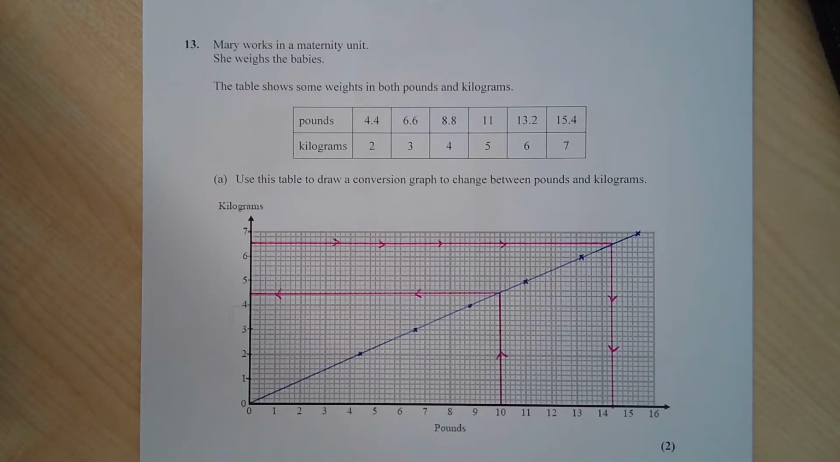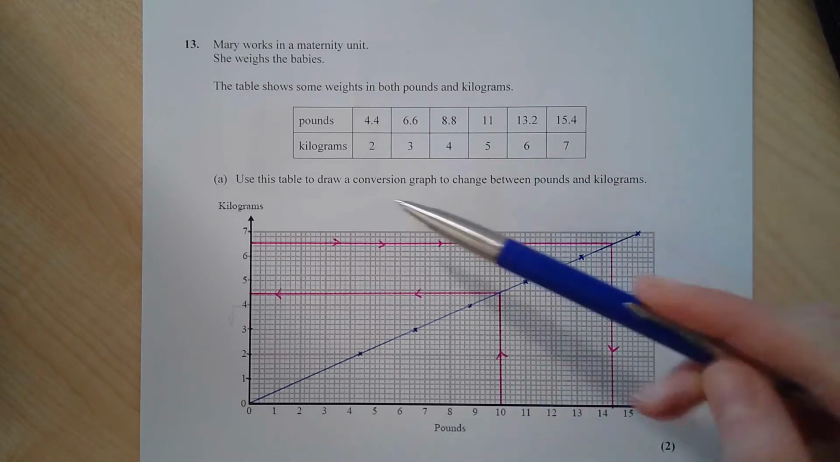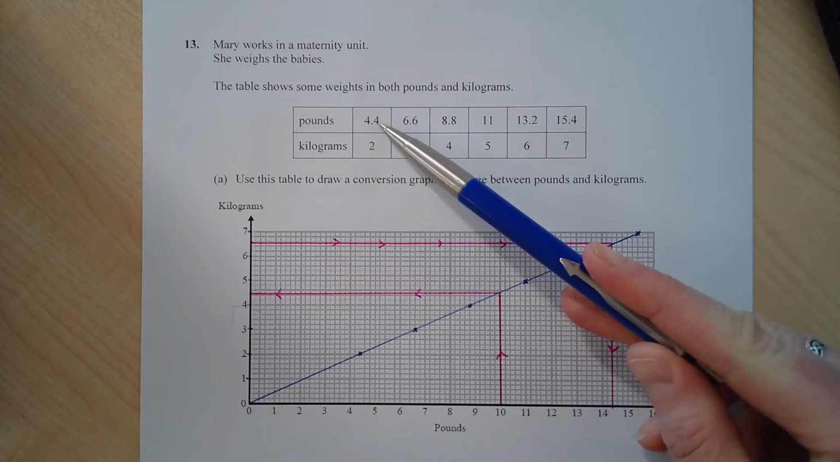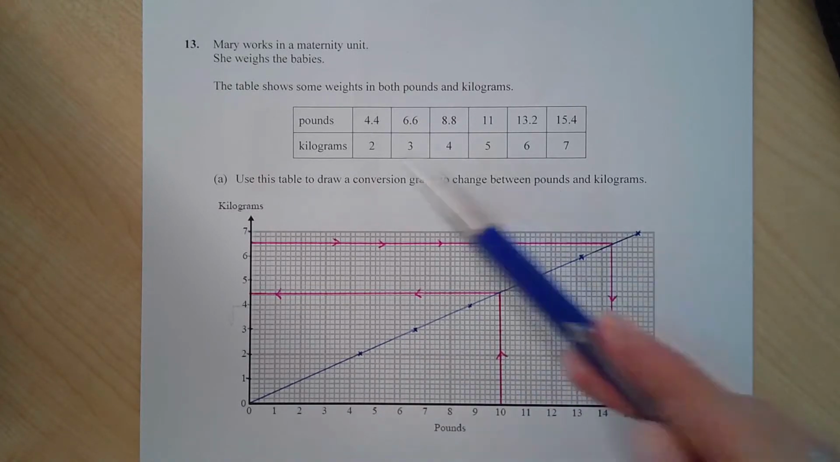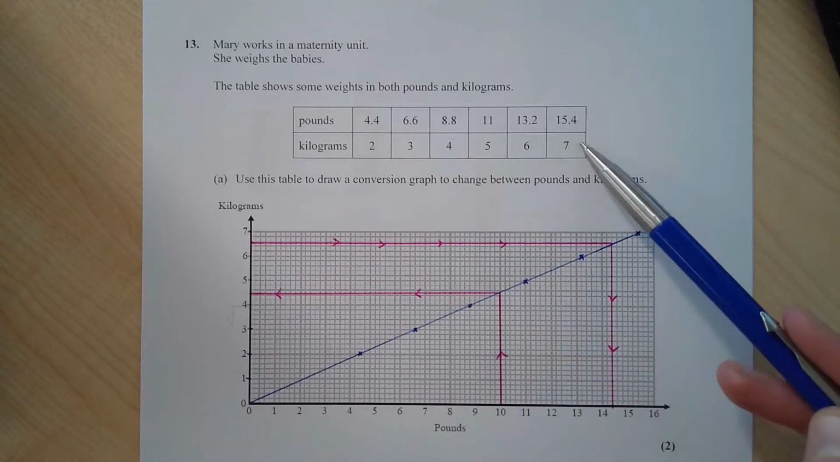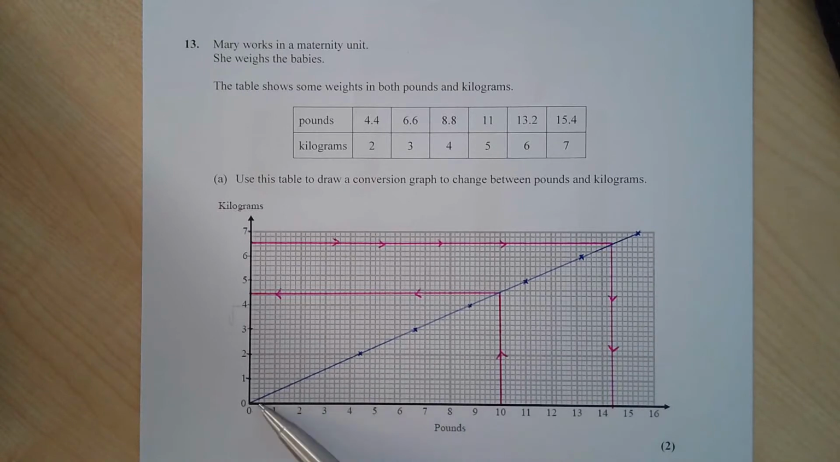So question 13. Use the table to draw a conversion graph. So all I've done is I've plotted these values from the table as coordinates. The first point there is 4.4 pounds and 2 kilograms. So I'm going to cross to 4.4 and up to 2 and put a little cross there. So there's a little point marked on there for each of those pairs of values in the table, and then I've used a ruler to draw a straight line going through it.